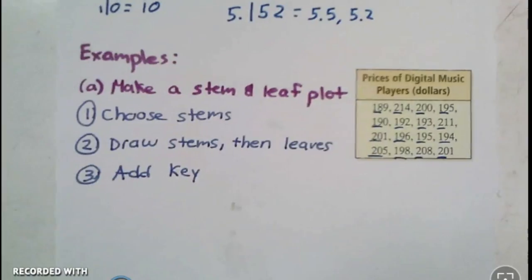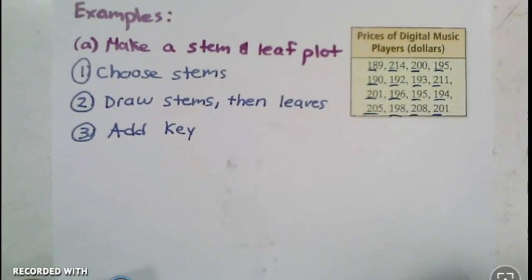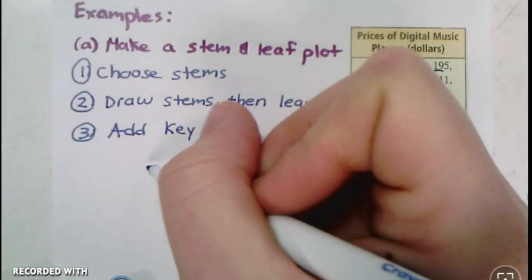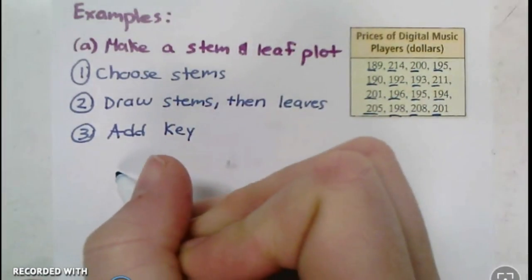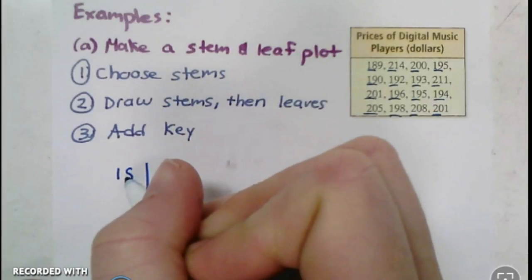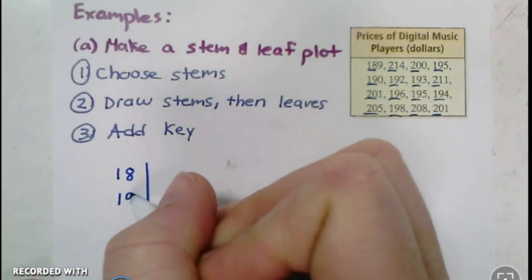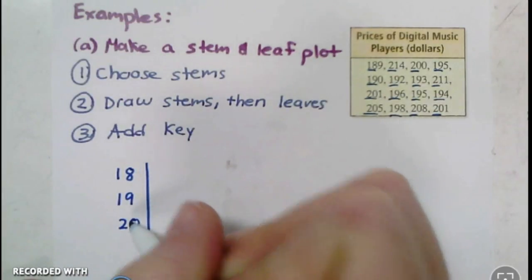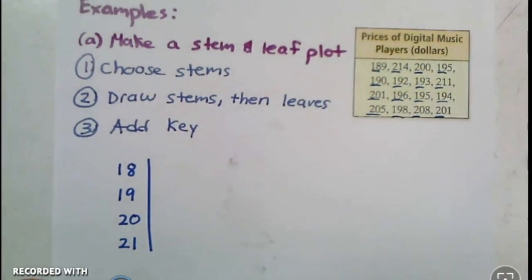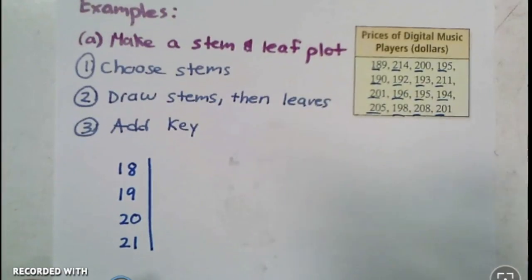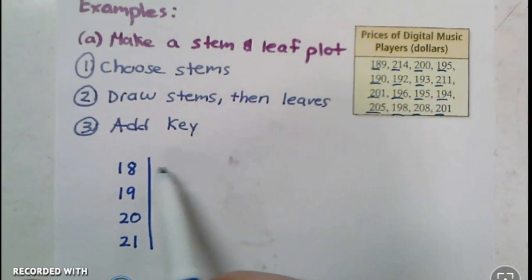Okay, so now that I've chosen my stems, I'm going to draw my stems. And I do that by just drawing a line. And then on this side, I start with the smallest number: 18, 19, 20, 21. And now I'm going to draw my leaves. So we do this in order from the smallest to the biggest.